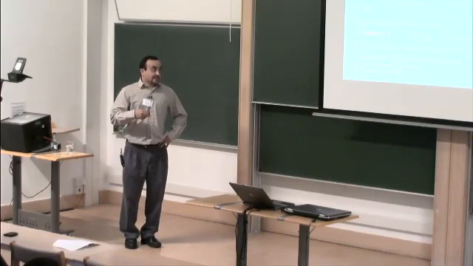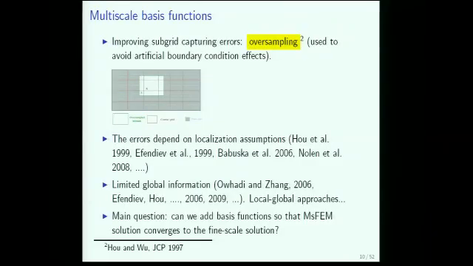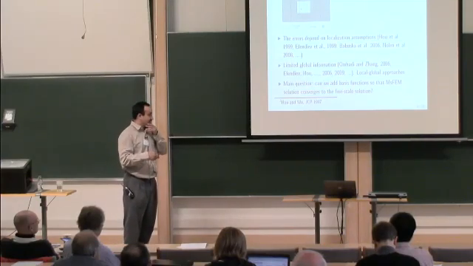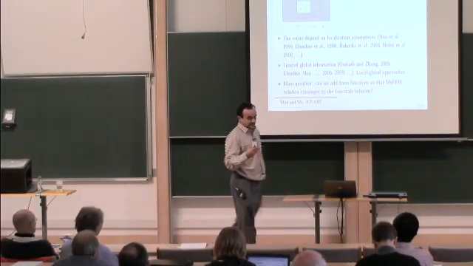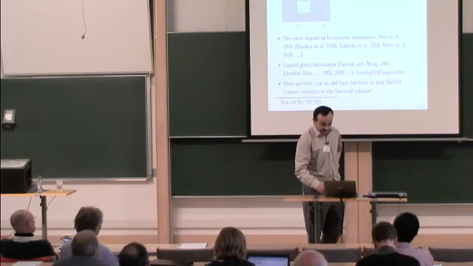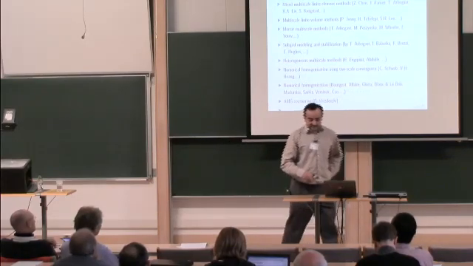And then you can even go to bigger regions. Maybe Homan will talk about it. There are approaches where you can couple local with global and so on. So the question I'm interested in is: can we add to the basis function so that this multi-scale method converges to the fine scale solution in some optimal way? So here's some literature review.